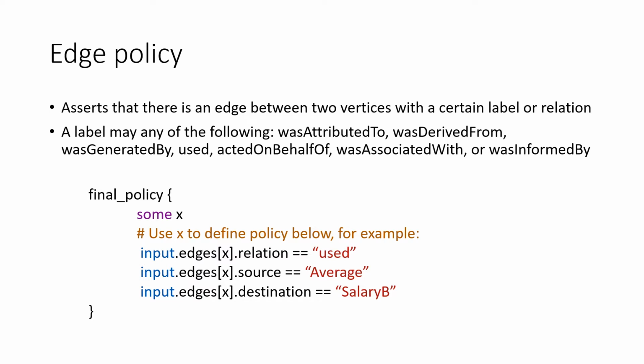The edge policy asserts there is an edge between two vertices with a certain label or relation. Possible labels are was attributed to, was derived from, was generated by, used, acted on behalf of, was associated with, or was informed by. While Rego does not explicitly support this either, it can be accomplished using the some keyword and the equality operator. The example policy requires an edge with label used to exist between the average and salary B vertices.